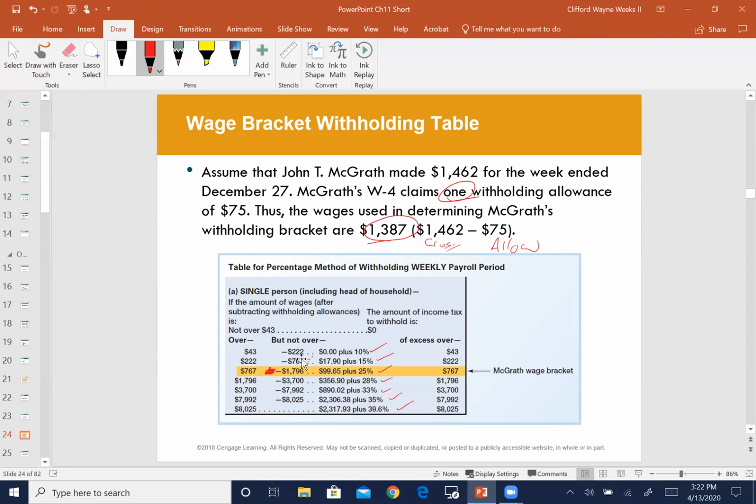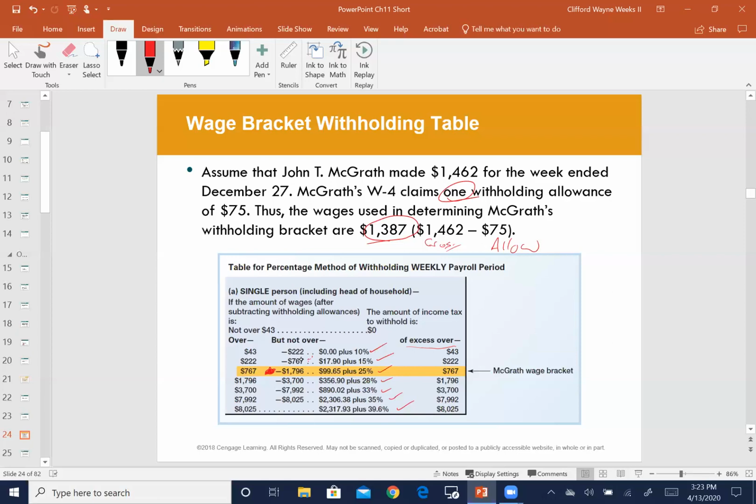Not smart. If somebody wants to give you a raise, you take that raise, because it's not that the whole amount is going to be taxed at 25%. It's just the incremental dollar. So hopefully that makes sense. With our John T., his wage falls in between this, and this is how it's read. We're going to pay $99.65 for the taxes up to the $767. Then we're going to add 25% for anything that is in excess of the $767.